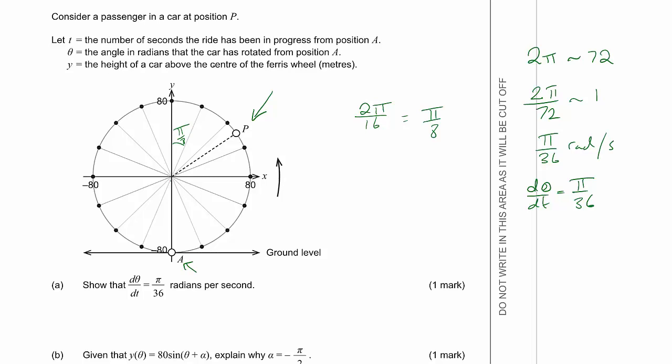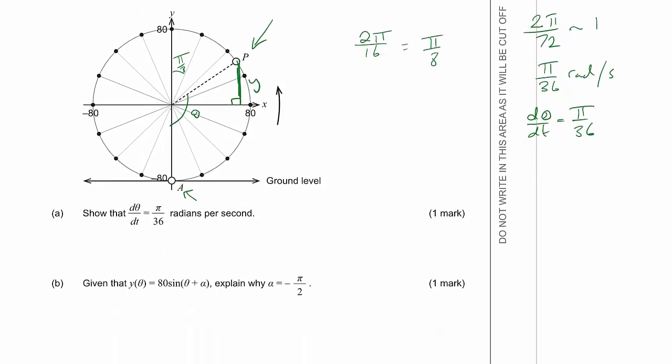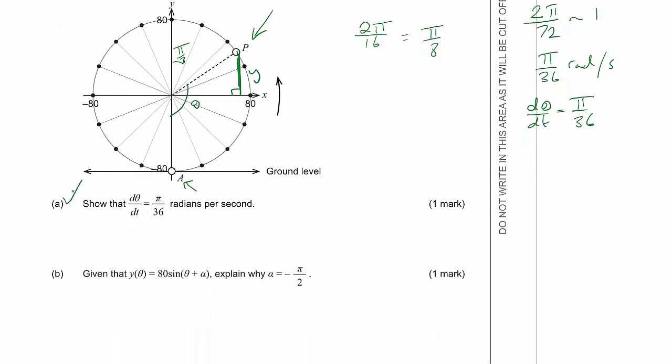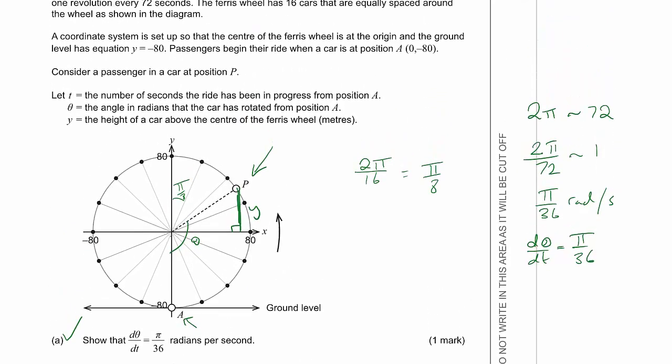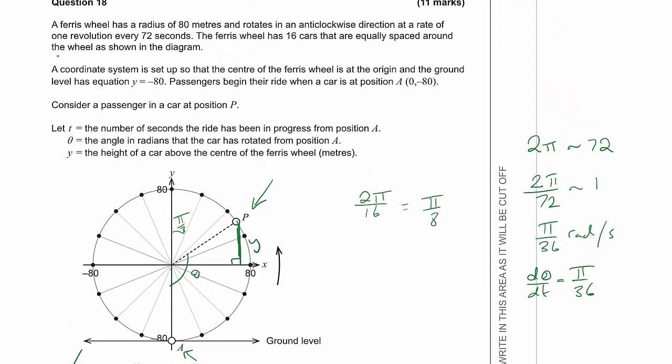Theta is the angle in radians the car has rotated from position A. And y is the height of the car above the center of the Ferris wheel. So in other words, just that bit. So this one is y. So we've already done that bit. In fact, I would have done that bit as soon as I saw that information at the beginning there, because we're never going to work in revolutions. We're always going to work in radians.